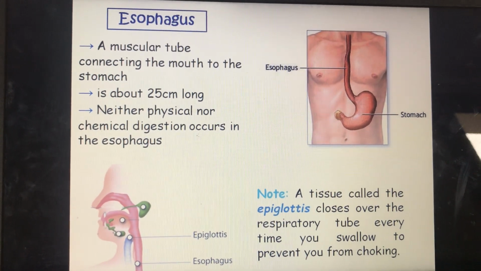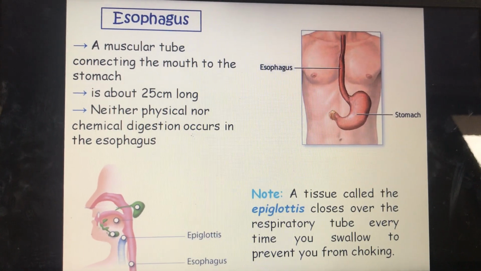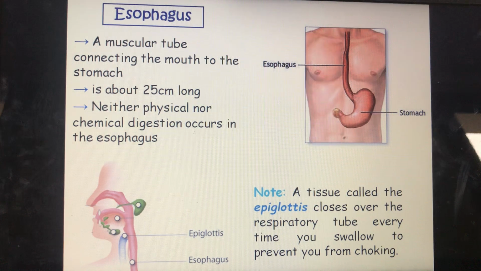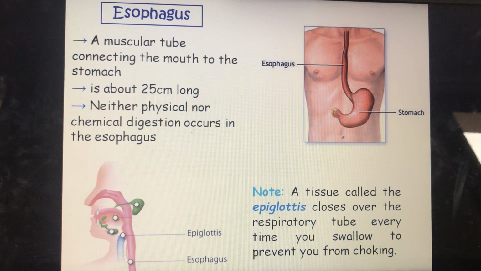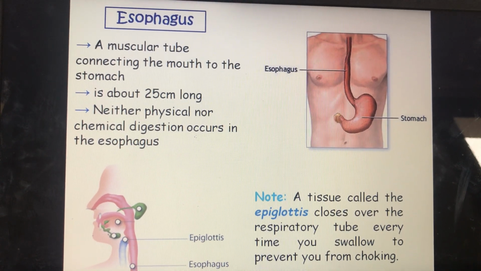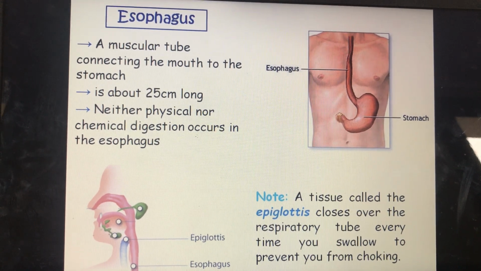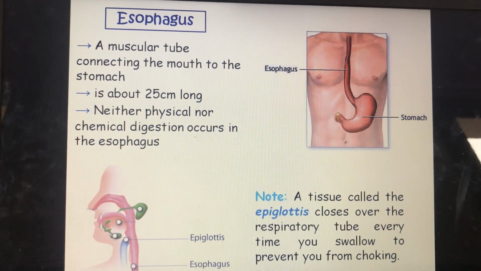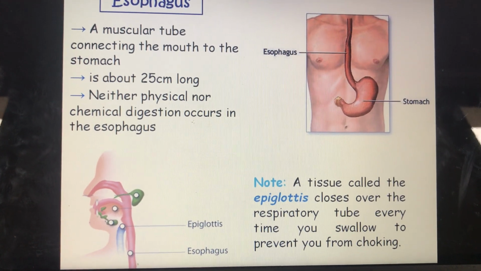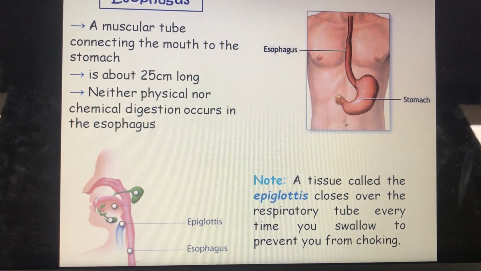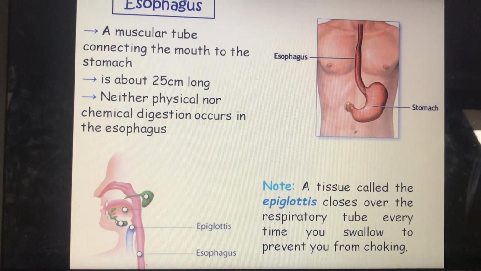Another part of your digestive system, the second part where the food is passing, is the esophagus. It's a muscular tube that connects the mouth to the stomach. It is about 25 centimeters long, and there's no digestion happening in the esophagus, neither physical nor chemical. It's just a passage for food. And remember that on top of the esophagus, we have a flap-like structure called the epiglottis that closes over the respiratory tube, the trachea, every time you swallow, to prevent you from choking.